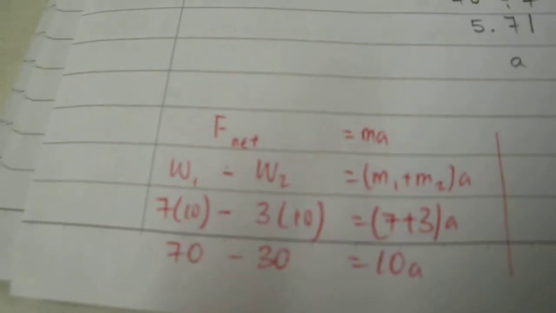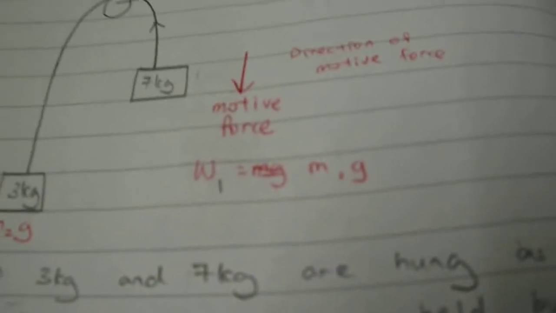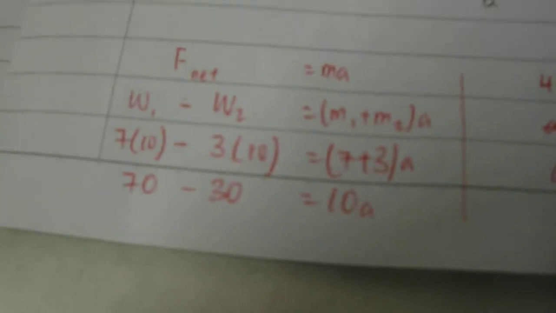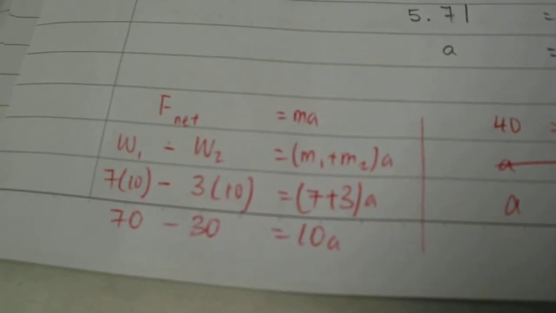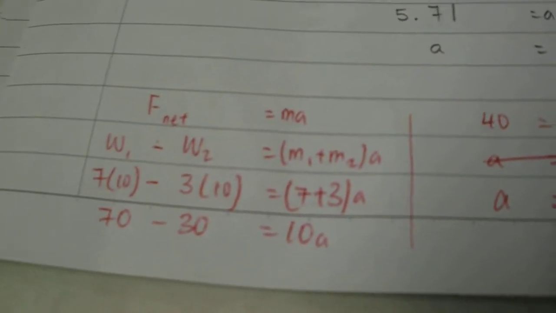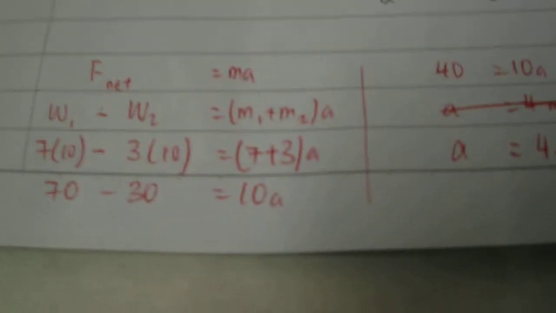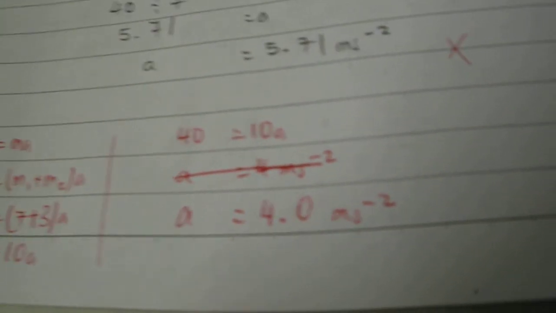So W1 is 7 times 10, because gravitational acceleration is 10. And W2 is 3 times 10, equals (7 plus 3) a, because m1 is 7 and m2 is 3. So you get 70 minus 30 equals 10a, 40 equals 10a, a equals 4.0 m/s^-2.